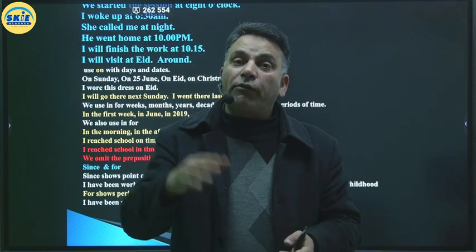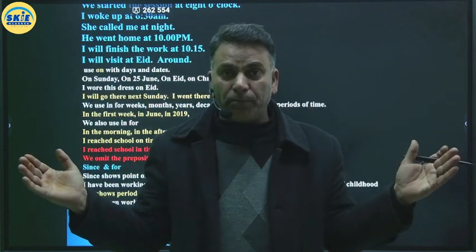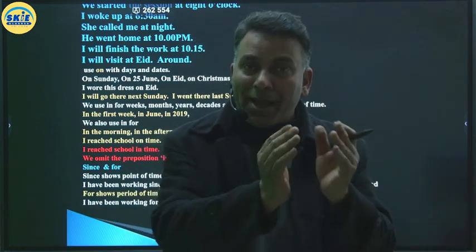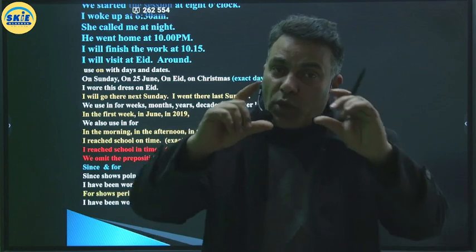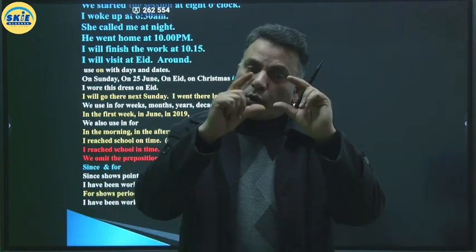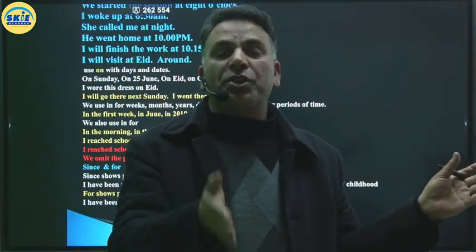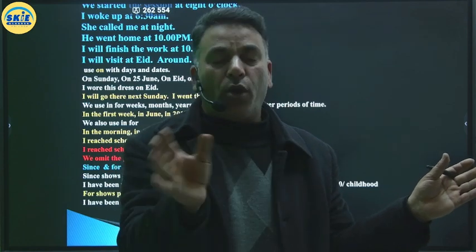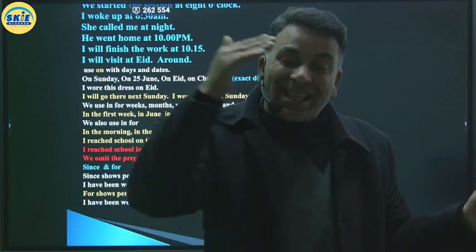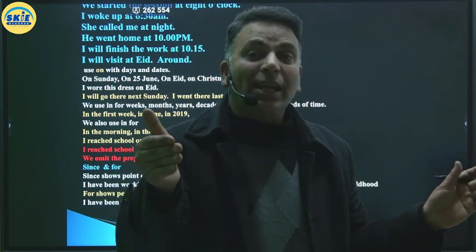I have been working for 20 years. For 20 years is a period of time. He has been waiting for you for a long time. Again, a period of time. So when you want to say how long has something been happening, when you want to give an idea of time, duration, you say for. But if you want to say when did you begin, in that case you say since.